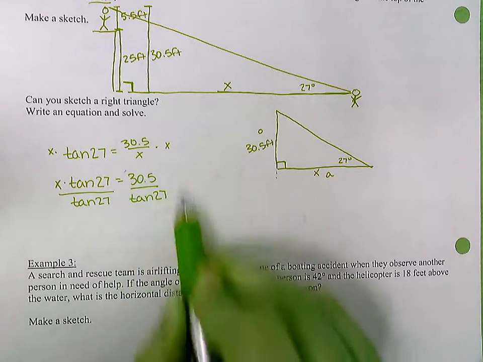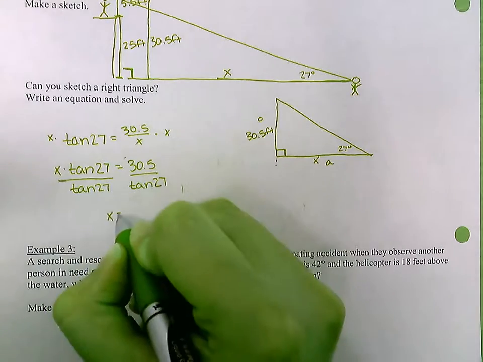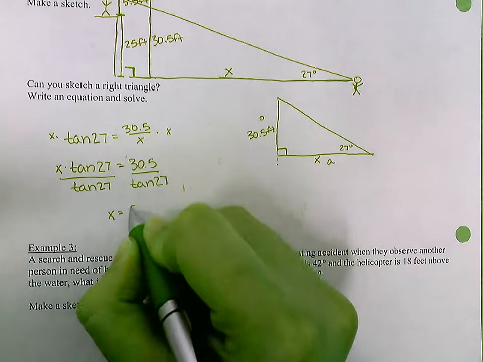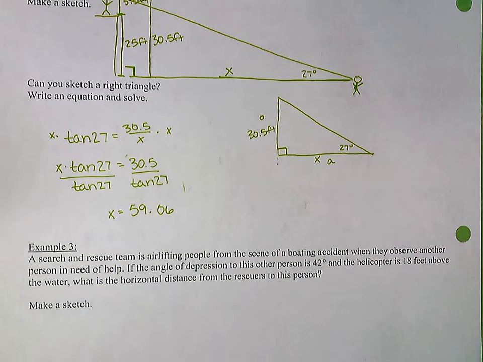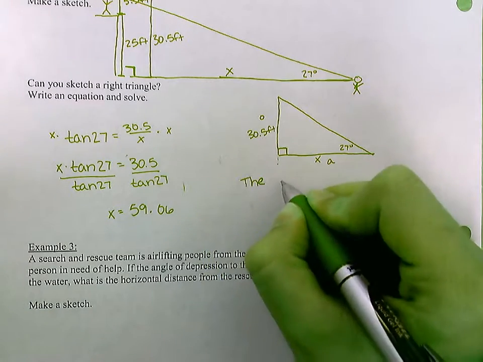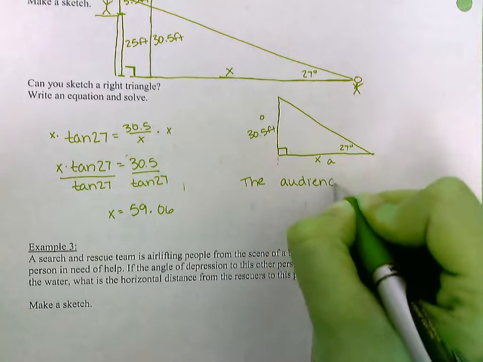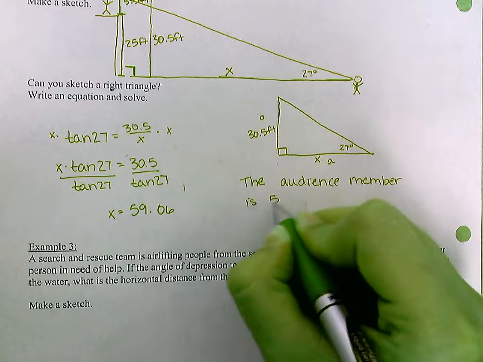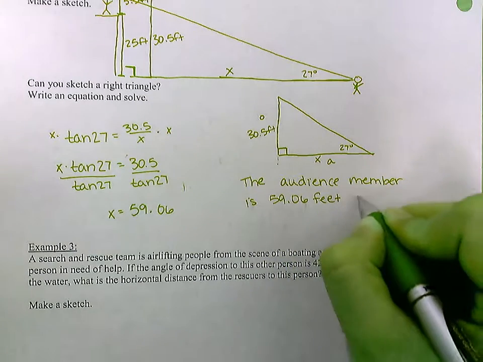And I can plug this into my calculator. And you should get x is equal to 59.06. Okay, so the audience member is 59.06 feet away.